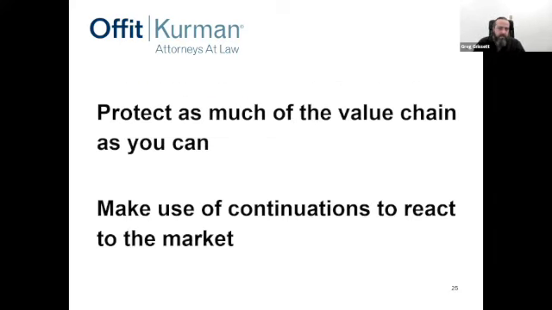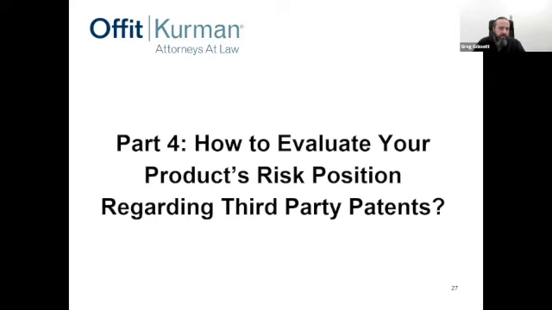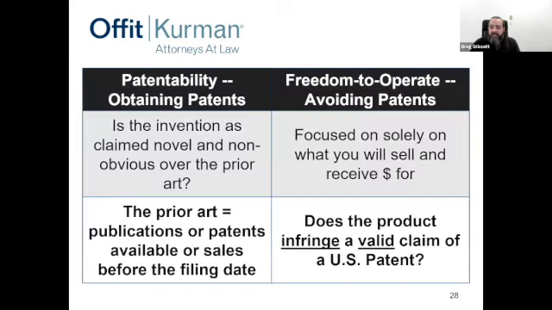I'm going to skip ahead a little bit, and I want to go through freedom to operate before we run out of time and give some opportunity for questions. But how do you evaluate your product's risk position? Here's my slide again. I love it because it's an important distinction. Patentability, again, building patents, that's what we've talked about up until now. Freedom to operate is about the commercial product and about infringement.